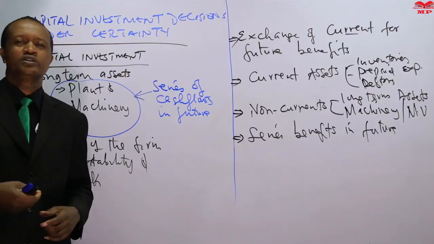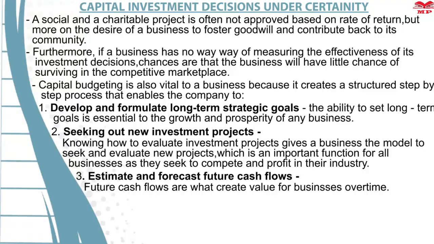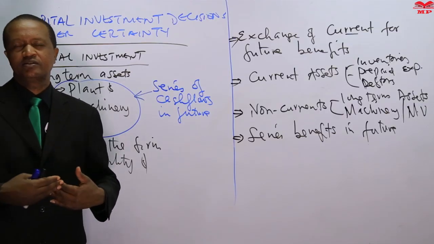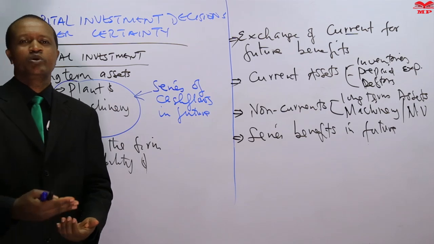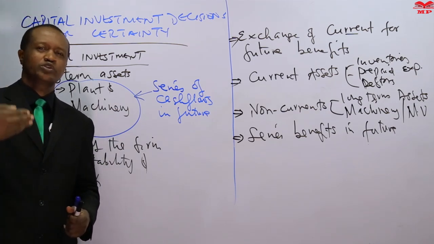Future cash flows create value for the business over a period of time. So capital budgeting enables executives to take a potential project and estimate its future cash flows, which then helps determine if such a project should be undertaken. So before a project is undertaken, in capital budgeting, we do what we call estimation of future cash flows.